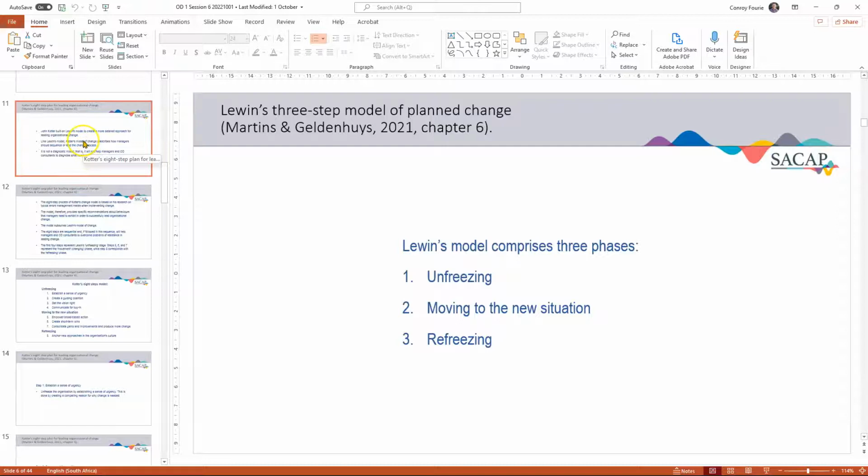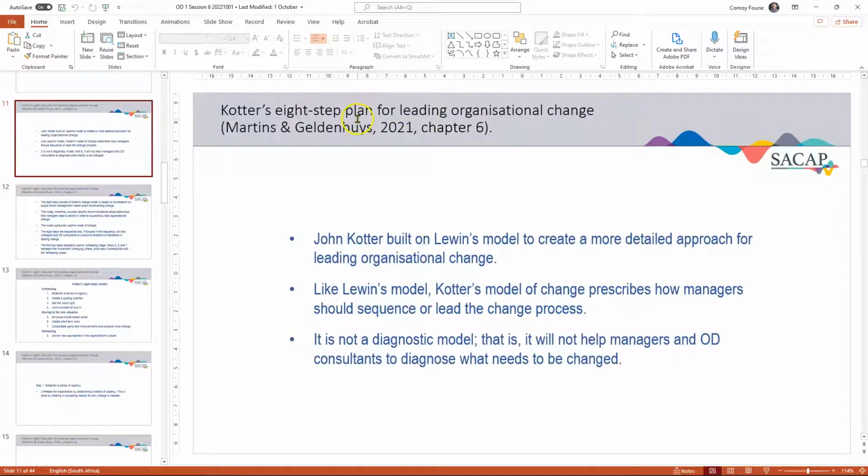The model that built on that, Kotter's 8-step plan for leading organizational change, is probably the model that I would suggest you use for that question. John Kotter built on Lewin's model to create a more detailed approach for leading organizational change.